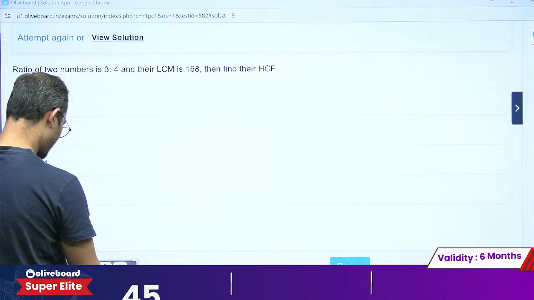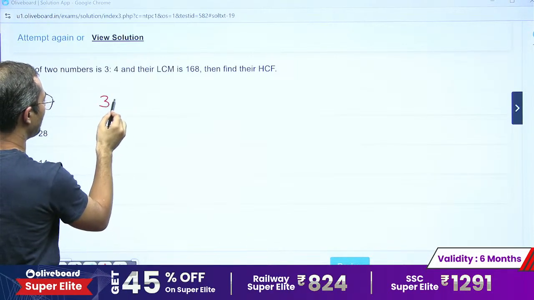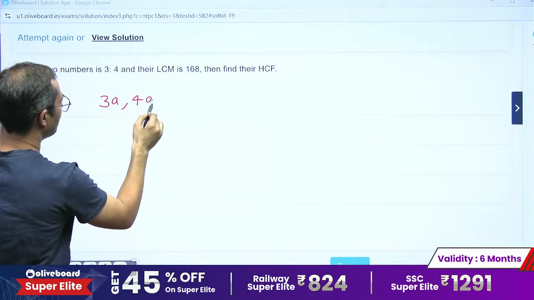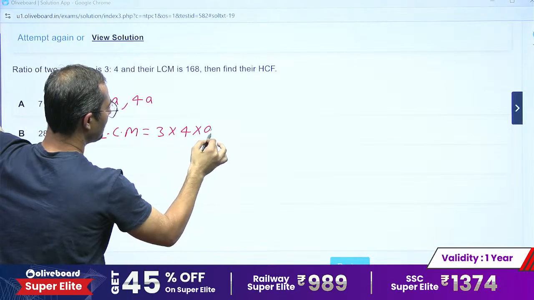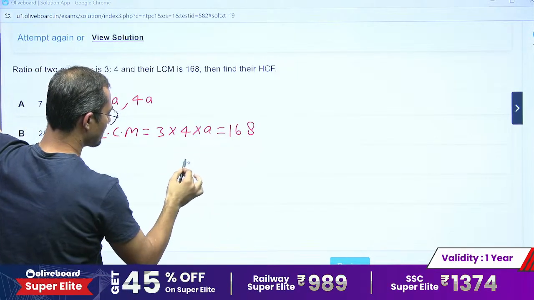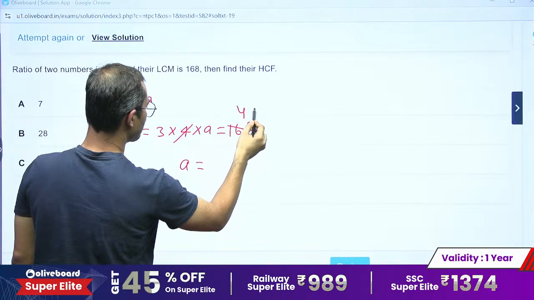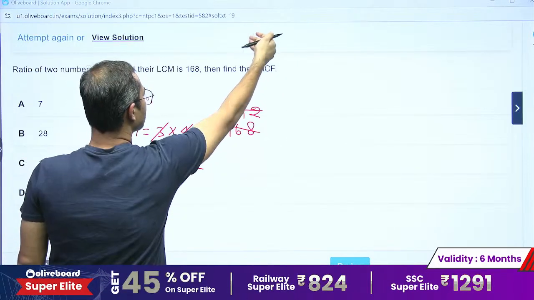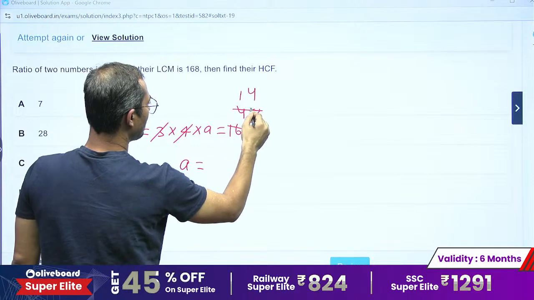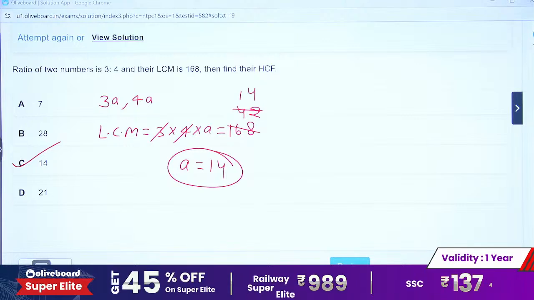If I say that, see, the ratio of the two numbers is 3:4. Let the first number be 3a and the second number be 4a. So we can say that LCM is going to be 3 into 4 into a. So that is equal to 168, right? So a is equal to what? By 4 this is cancelled, 4 4s are 16, 4 2s are 8, and by 3 it is cancelled, 3 1s are 3 and 3 4s are 12, right? So we can say that HCF is equal to 14. 14 is the right answer. Okay. So easy question. Yes.